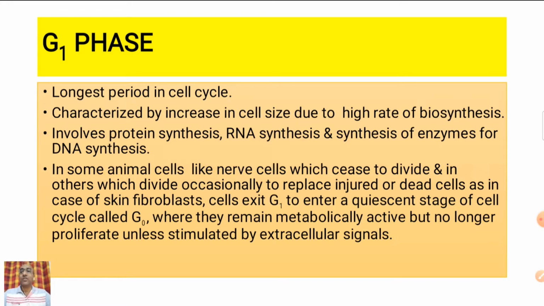Got it? So as I have told you, G1 is the longest period in the cell cycle. It is characterized by the increase in the cell volume or cell size.